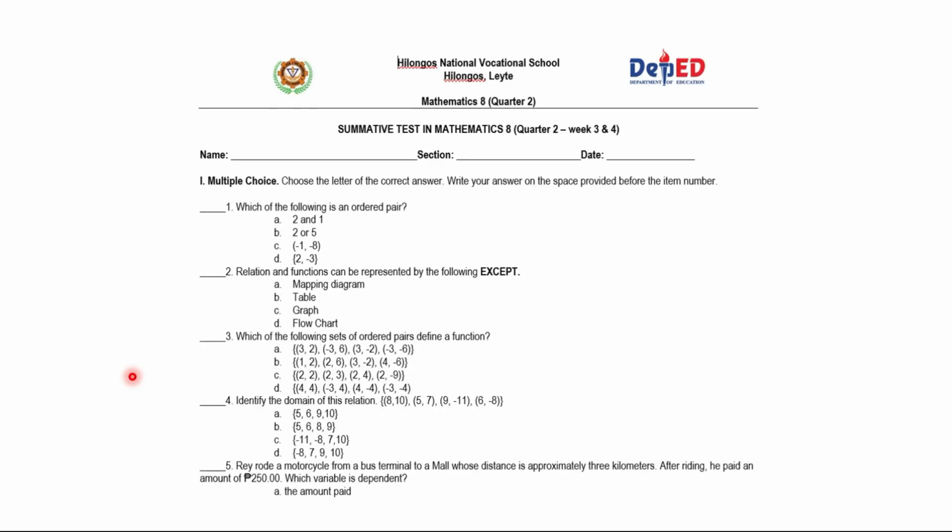The last part of your learning activity sheet is the summative test. This one. This is 1 to 10, multiple choice. All you have to do is to choose the letter of the correct answer and write it on the space provided before the item number. So, just answer it. Then, pass it in when you return your answer sheets.